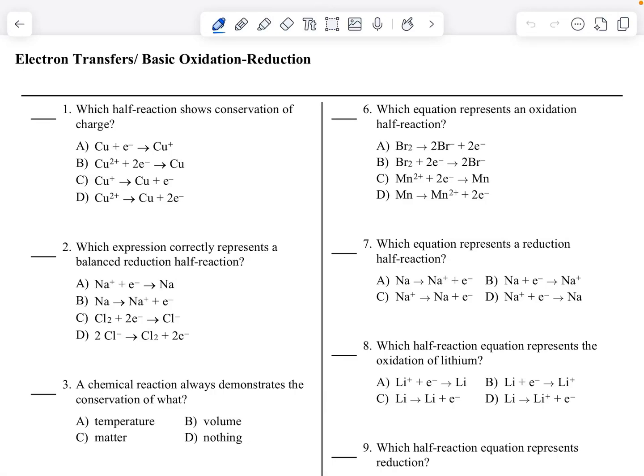All right, welcome. So we're talking about electron transfers, which is basic oxidation and reduction. So we should also remember that oxidation means the loss of electrons. Loss of electrons is oxidation, and reduction means the gain of electrons. The reason why the gain of electrons is reduction is because charge goes down when you gain electrons, because it's negatively charged. And when you lose electrons, your charge goes up. So reduction of charge means you're gaining electrons.